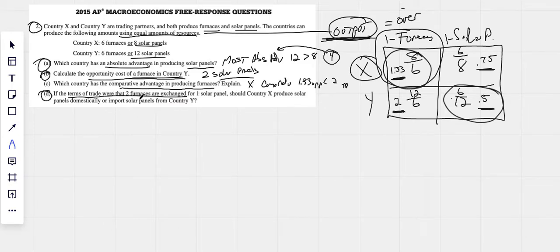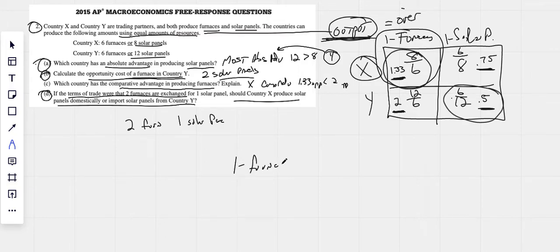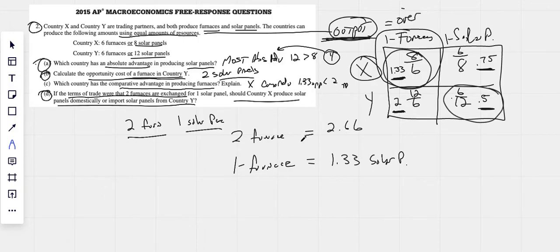Take your time. If the terms of trade were 2 furnaces for 1 solar panel, should country X produce solar panels domestically or import solar panels from country Y? So right now, for 1 furnace, X gives up 1.33 solar panels. If it was 2 furnaces for 1 solar panel, it would be 2.66. Think about that.